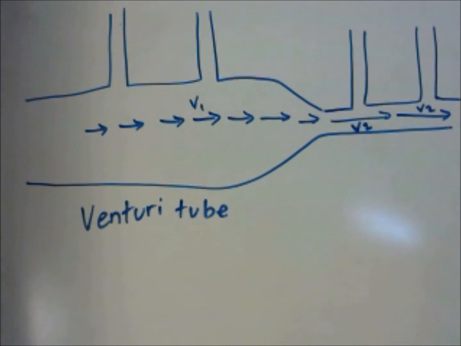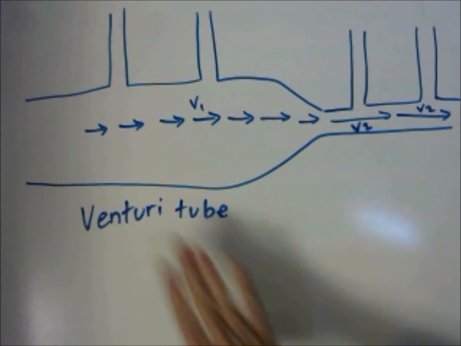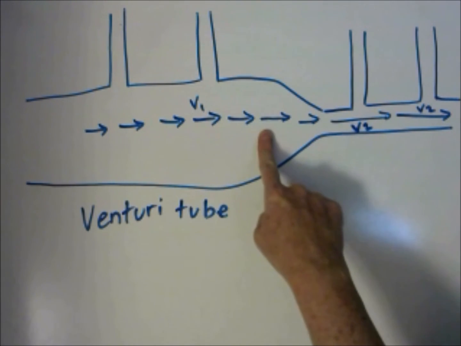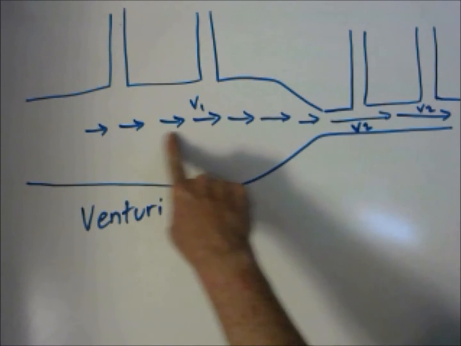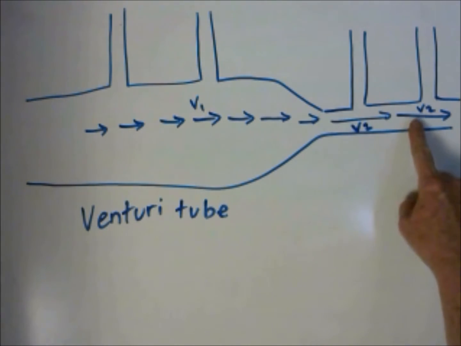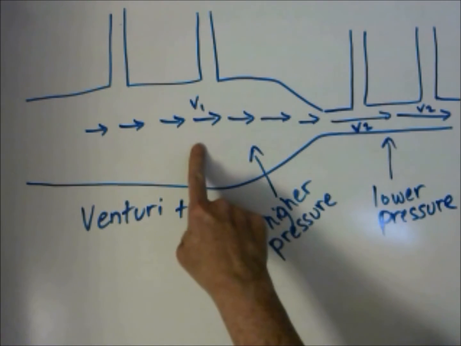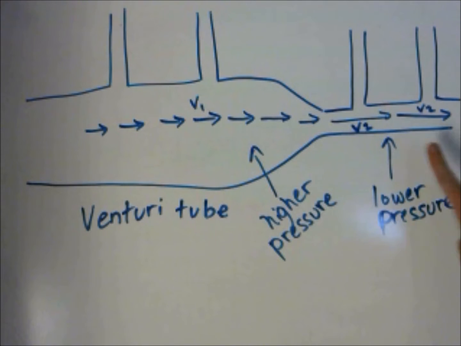This is an example of what's called a Venturi tube. This tube is filled with fluid, and we have a larger cross-sectional area, so a smaller velocity, and then a smaller cross-sectional area with a larger velocity. The result is higher pressure in this section and lower pressure in this section.